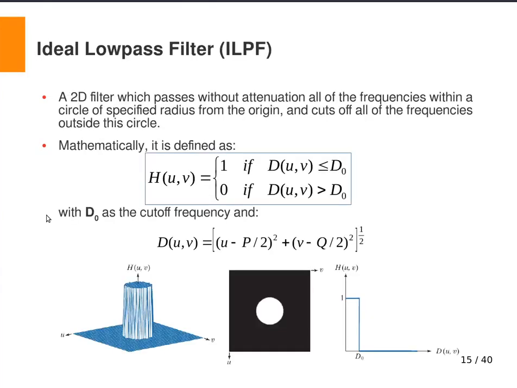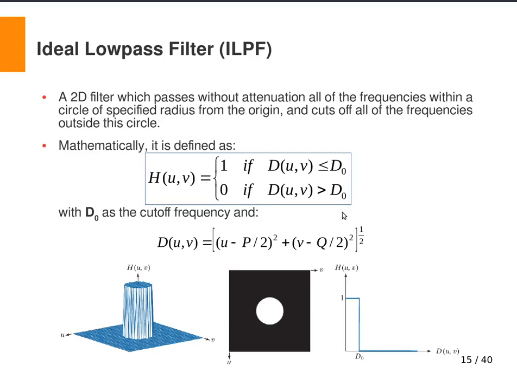So the ideal low pass filter is a filter that passes without attenuation all of the frequencies within a circle with a specified radius from the origin and cuts off all the frequencies outside the circle. If you want to show it mathematically, we can represent it in this form. H of u and v is 1 if D of u and v is less than D0, and it's going to be 0 if D of u and v is greater than D0.